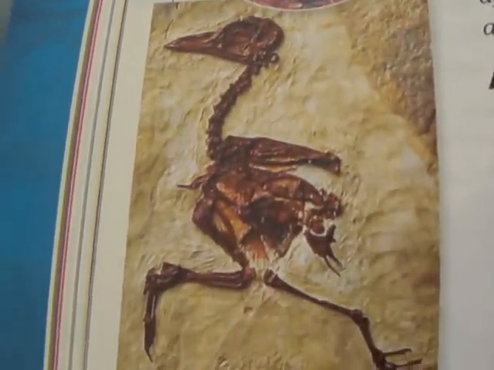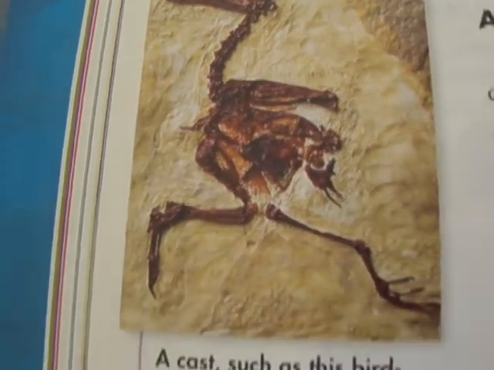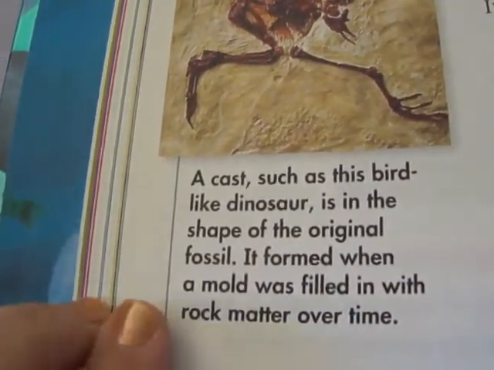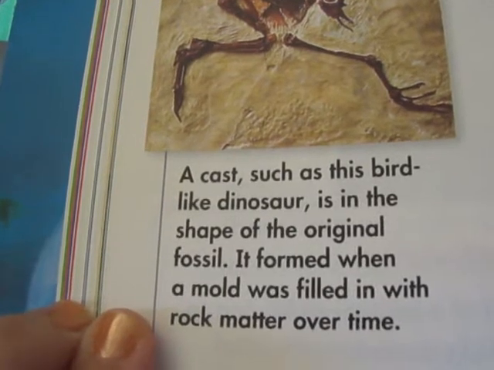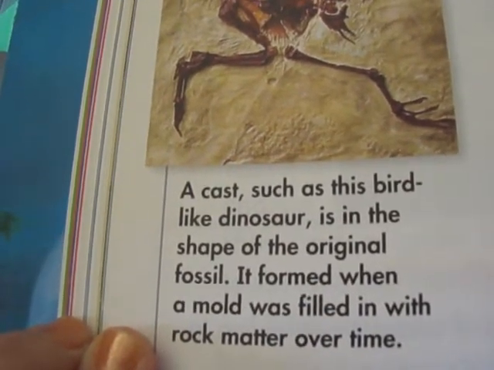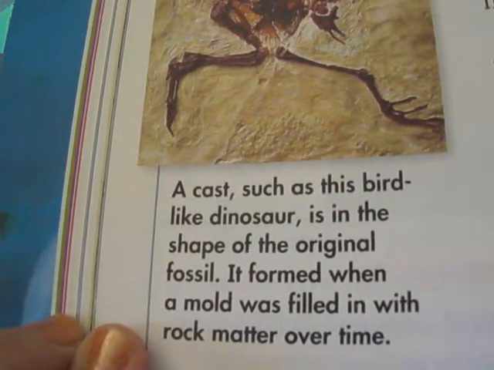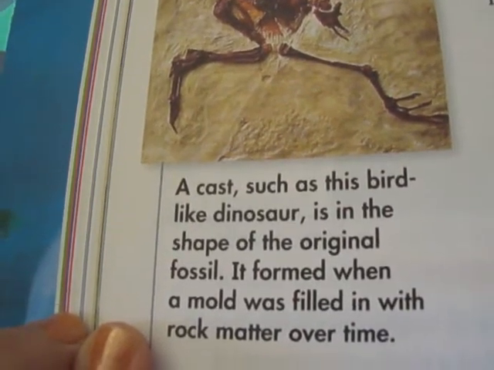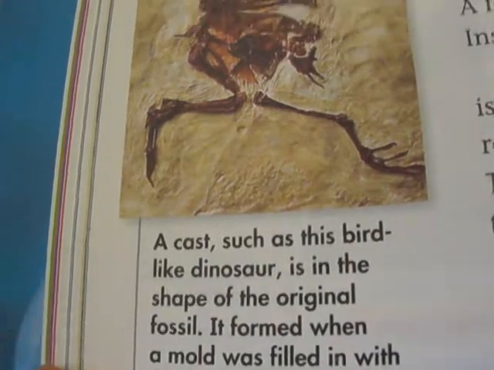And then we have this interesting bird. And the caption says, a cast such as this bird-like dinosaur is in the shape of the original fossil. It formed when a mold was filled in with rock matter over time.